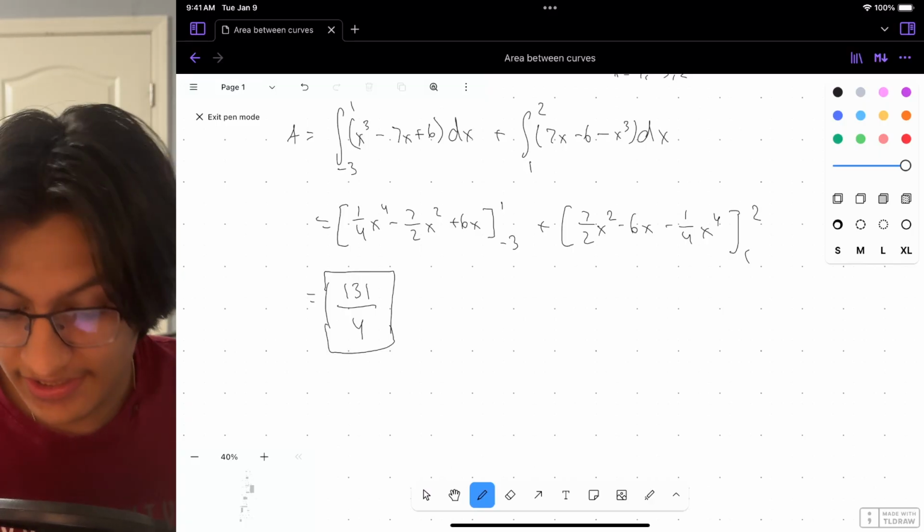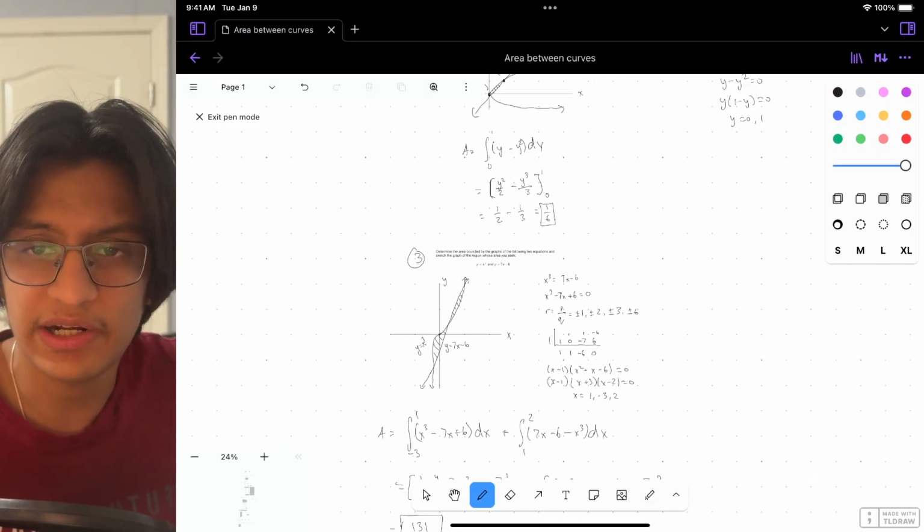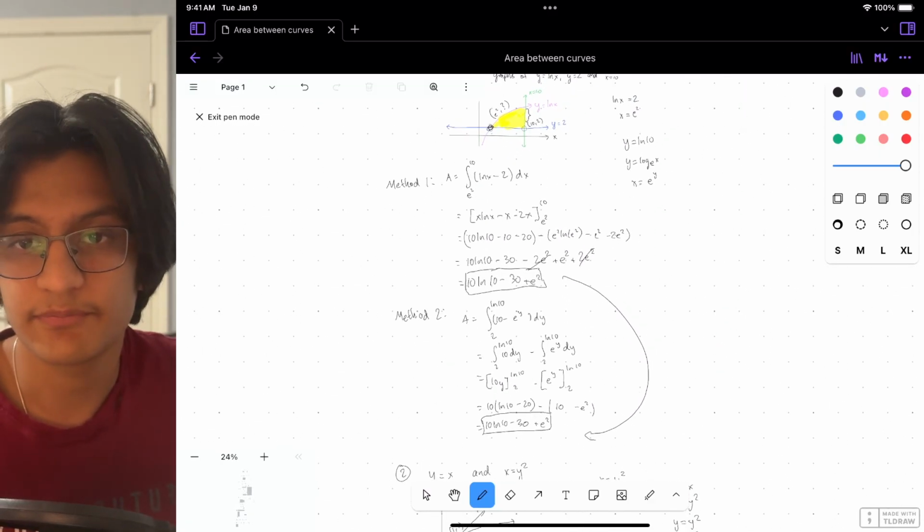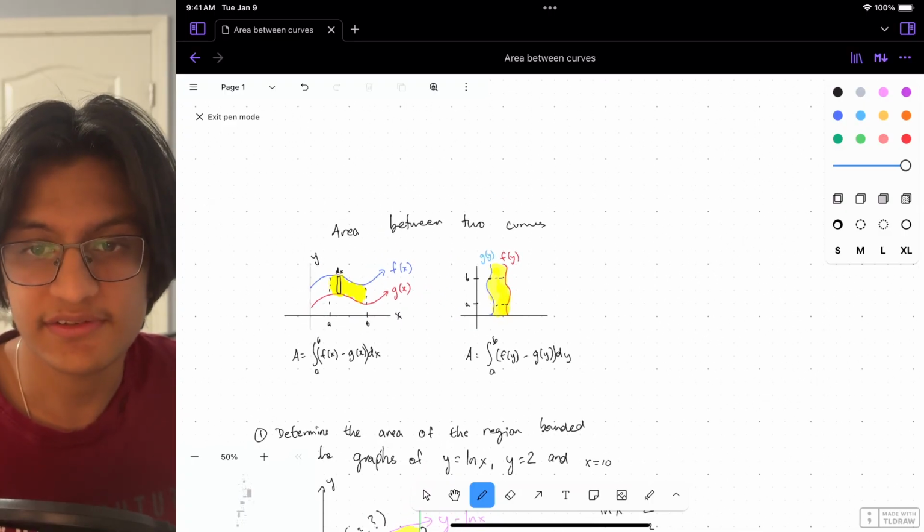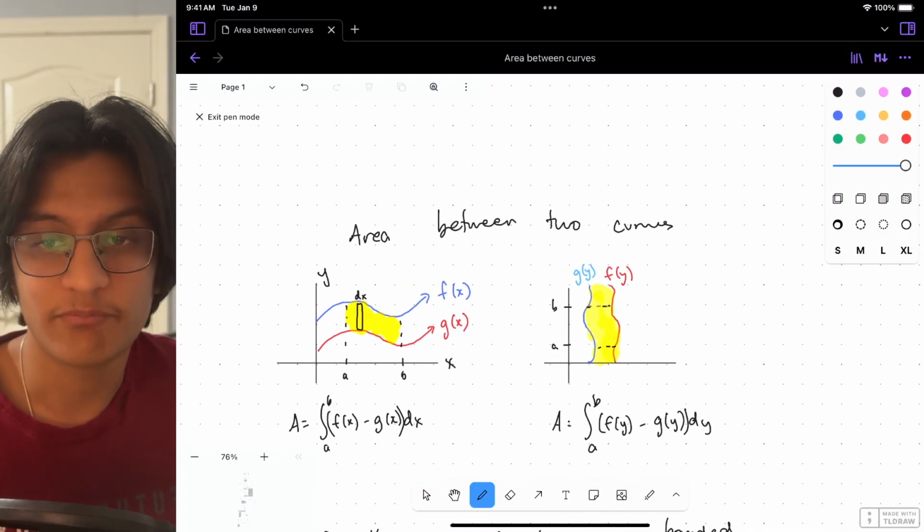And that is it. That is, I think, what you need to know for areas between curves. That covers the basics of what you need to know, right?